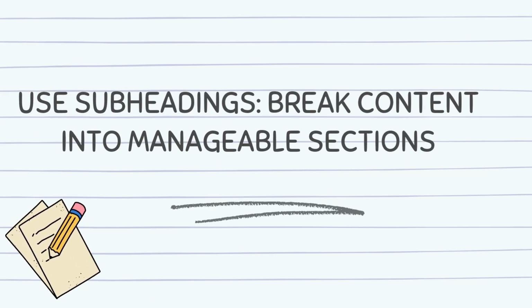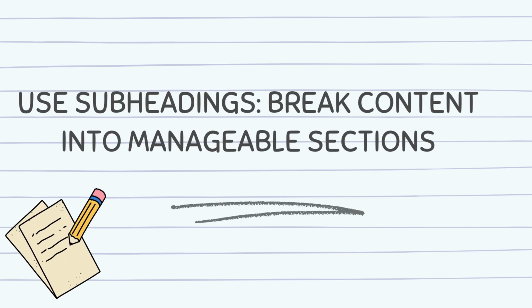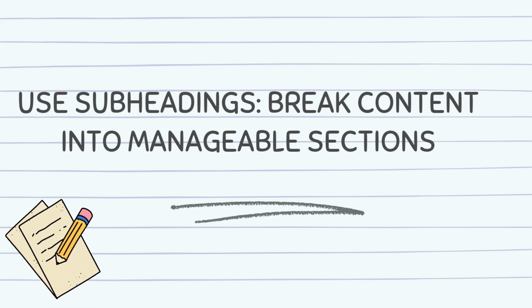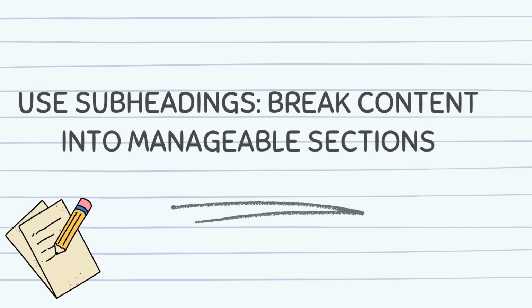Using subheadings in Chapter 2 of a thesis, breaking content into manageable sections. Chapter 2, commonly known as the literature review, is a fundamental part of a thesis. It presents an in-depth discussion of existing research, identifies gaps in knowledge, and positions the current study within the broader academic context. Given the extensive amount of information covered in this chapter, organizing content clearly and logically is essential.